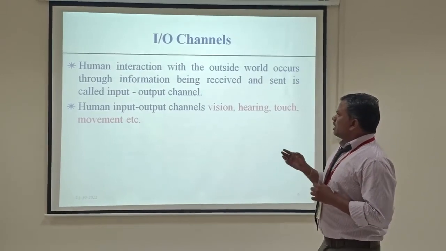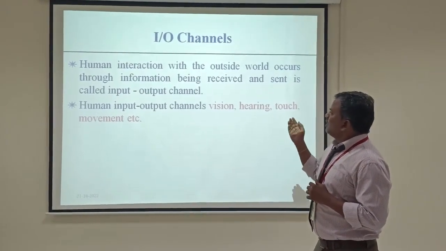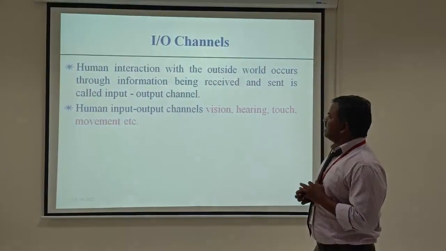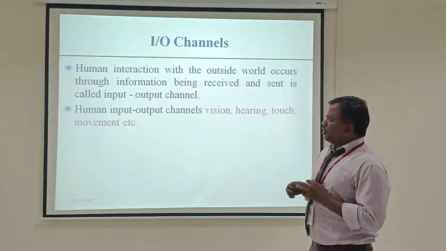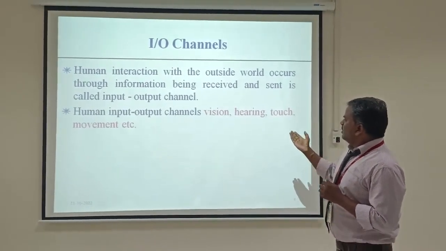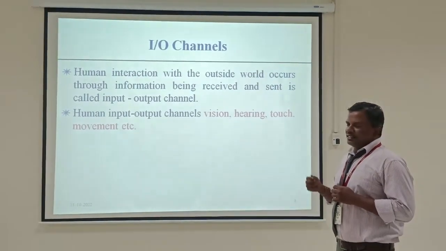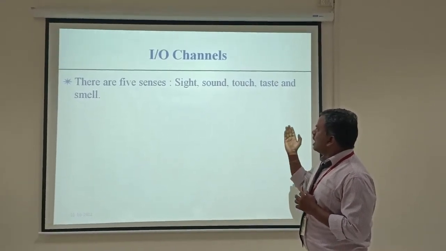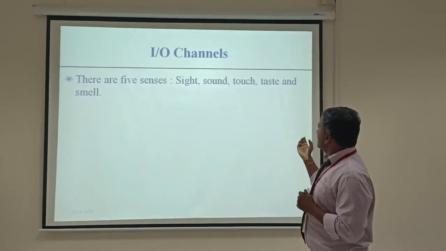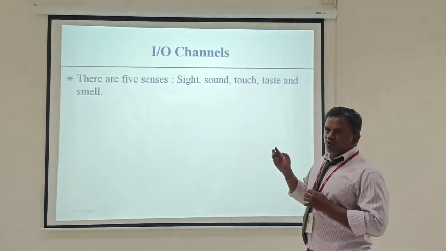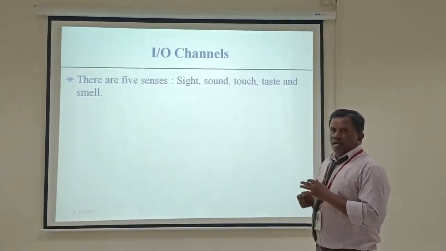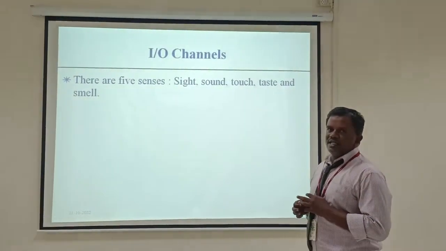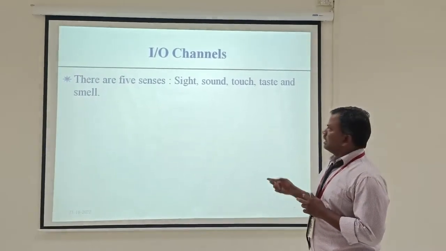I/O channels. Human-computer interaction with the outside world occurs through the information being received and sent, which is called an input-output channel. Human input-output channels are vision, hearing, touch, movement, etc. There are 5 senses, based on our I/O channels: sight, sound, touch, taste, and smell. The first three are used in HCI nowadays. Taste and smell are not used in HCI nowadays.